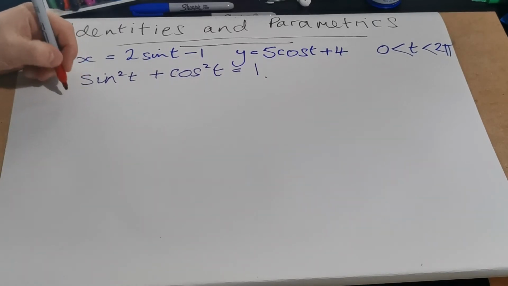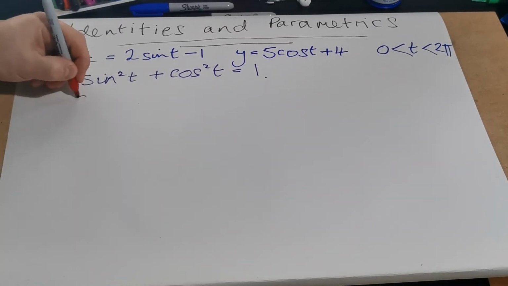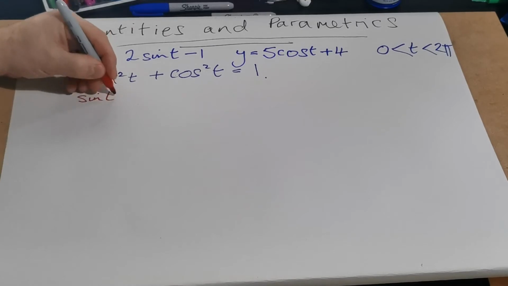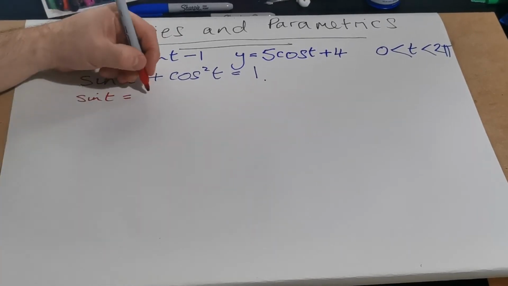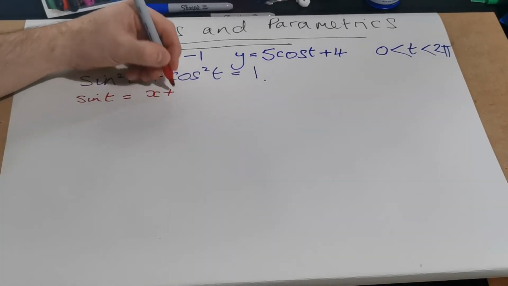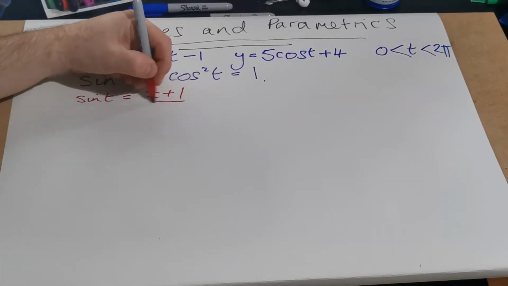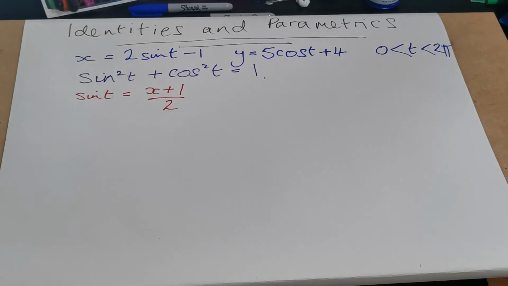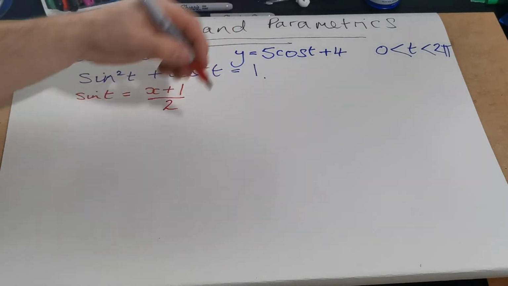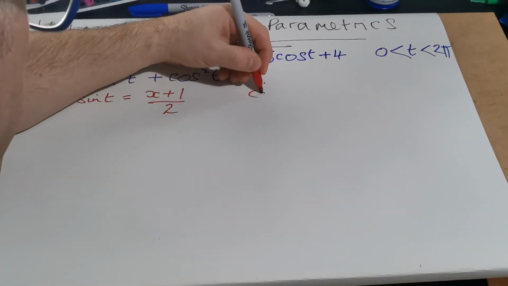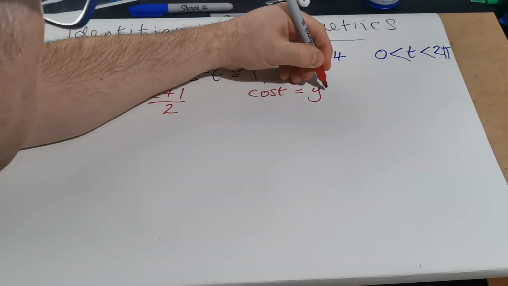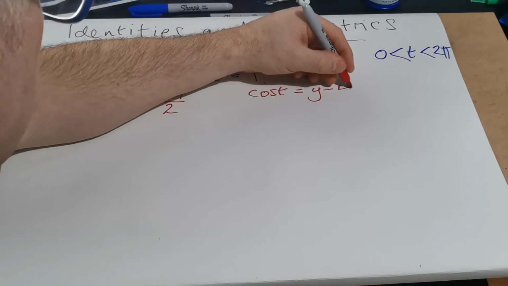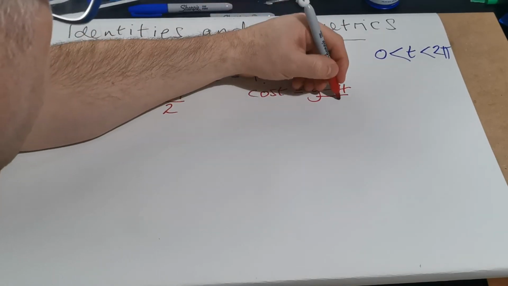So I'm going to say that on the first one, sine t is equal to (x plus 1) divided by 2, and cos t from the second one is equal to (y take 4) over 5.